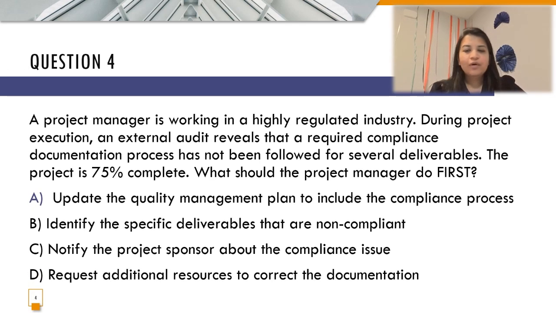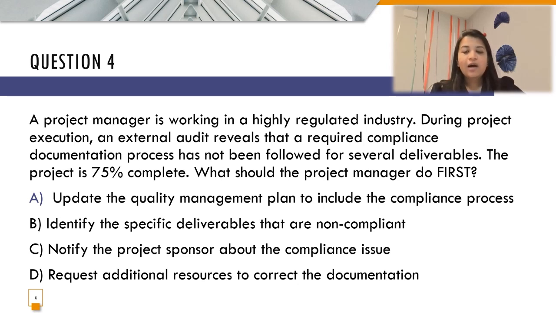Question number 4. A project manager is working in a highly regulated industry. During project execution, an external audit reveals that the required compliance documentation process has not been followed for several deliverables. The project is 75% complete, so what should the project manager do first? Please note the usage of keyword first.